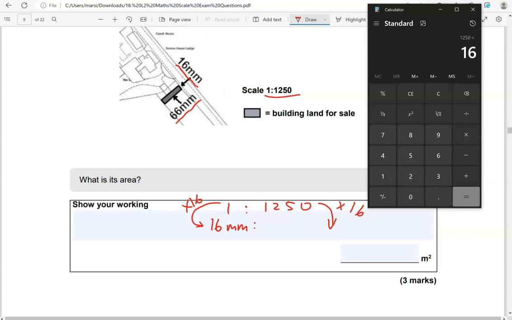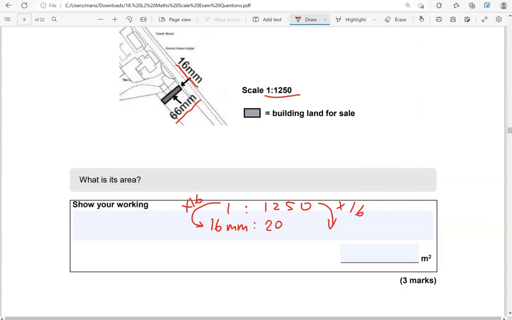1250 times 16 gives us 20,000 millimeters, which we need to convert into meters because we'll give our answer in square meters. We'll convert this into centimeters first, and that will give us 2,000 centimeters. Dividing 20,000 by 10, because there are 10 millimeters in a centimeter, and now 2,000 divided by 100, because there are 100 centimeters in a meter, that will give us 20 meters.